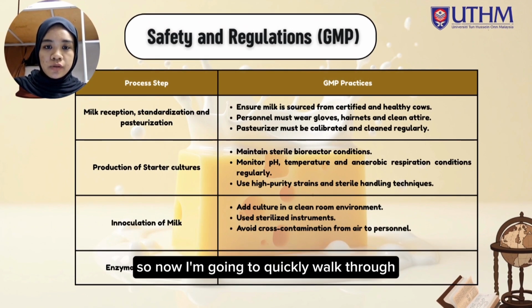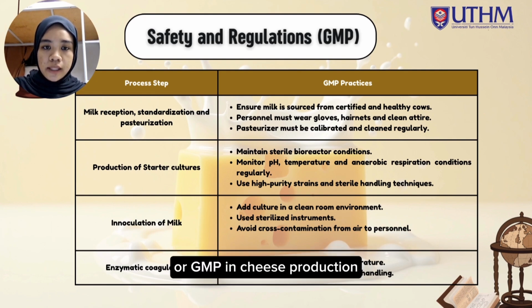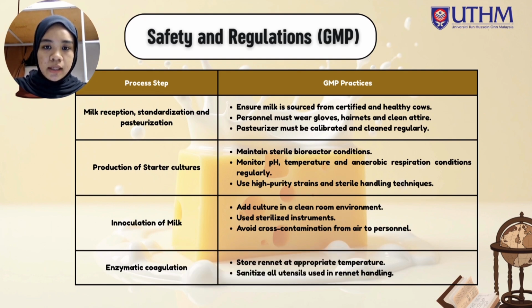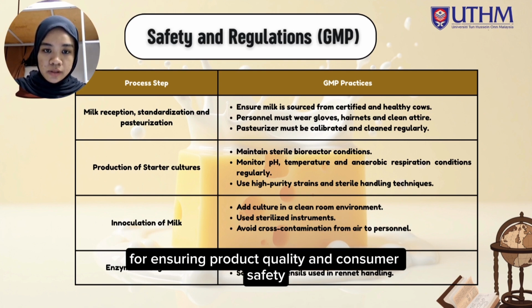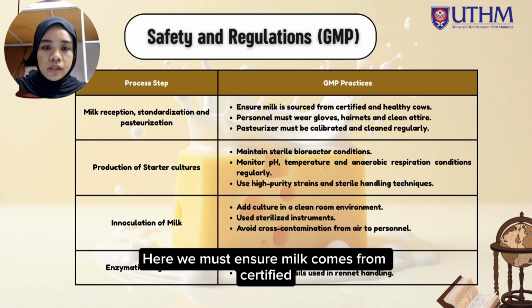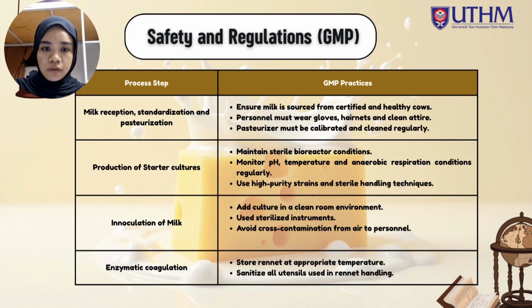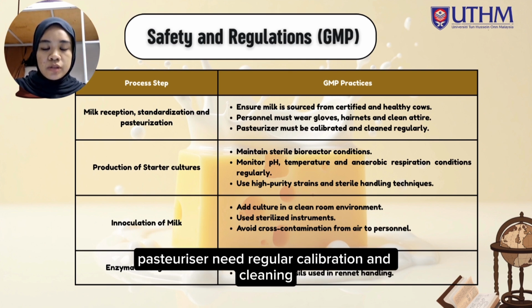So now I'm going to quickly walk through the essential safety and good manufacturing practices, or GMP, in cheese production. Adhering to these guidelines is crucial for ensuring product quality and consumer safety. It all begins with milk reception, standardization, and pasteurization. Here, we must ensure milk comes from certified healthy cows, and personnel wear gloves, hairnets, and clean attire. Pasteurizers need regular calibration and cleaning.